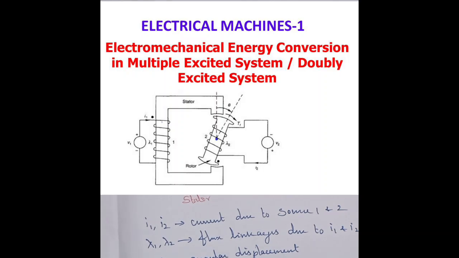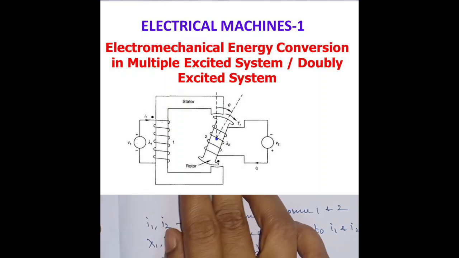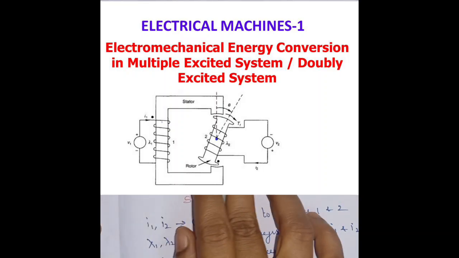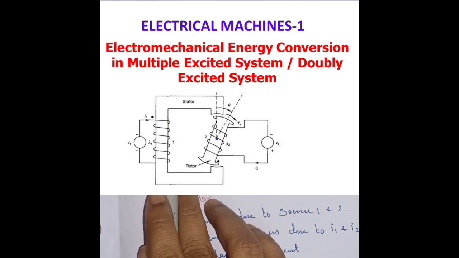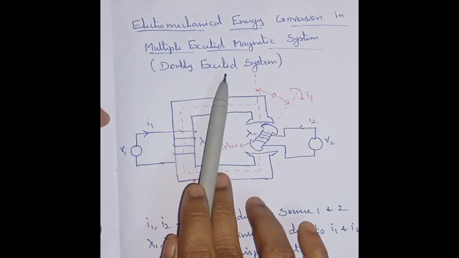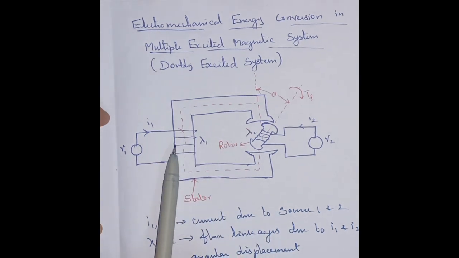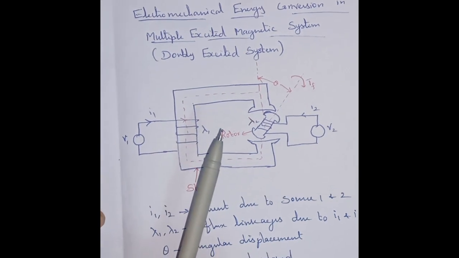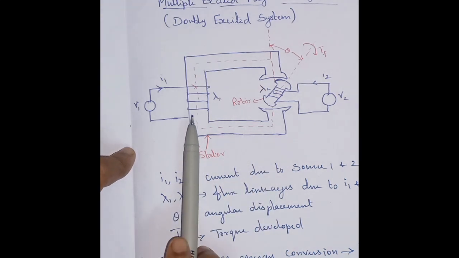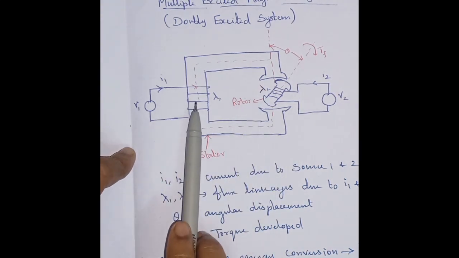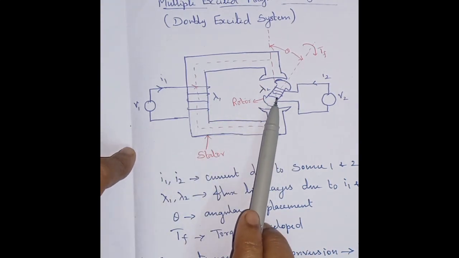Good morning, students. Today we are going to discuss electromechanical energy conversion in multiple excited magnetic systems. So here, multiple excited means we take doubly excited. Doubly excited means we have two sources of excitation. Okay, so we are taking this for double excitation. See, here there is one excitation, and here there is one excitation for the rotor.